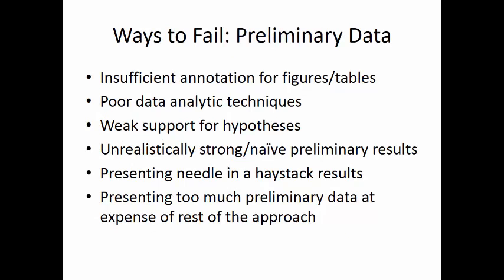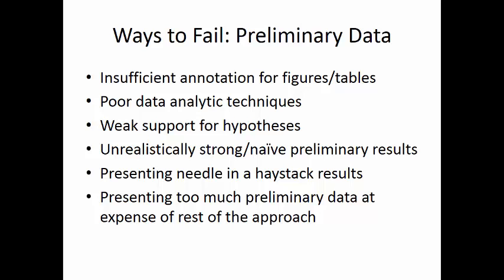That being said, what are some of the problems that I see fairly frequently in the preliminary data sections? The first one is insufficient annotations on those figures and tables. Sometimes people don't put axes on the figures and tables, or make the font so small that you can't even read the axes. People need to be able to glean the information you want them to from the figures, so they have to be clear as to what they're actually presenting.